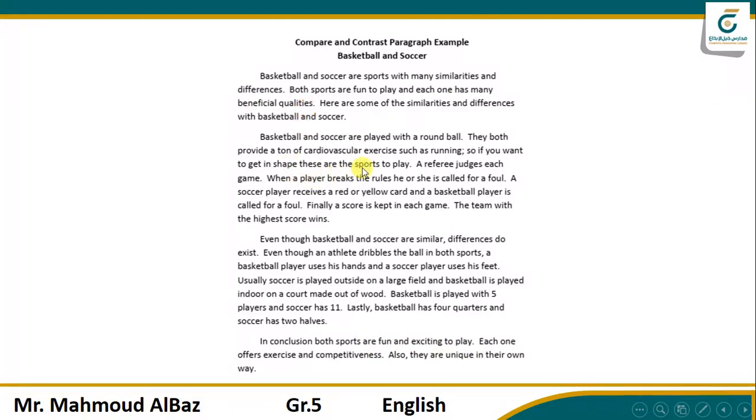In the middle here, similarities. Basketball and soccer are played with a round ball. They both provide a ton of cardiovascular exercise such as running. And in this paragraph, everything is just differences. Okay, guys, is that clear?